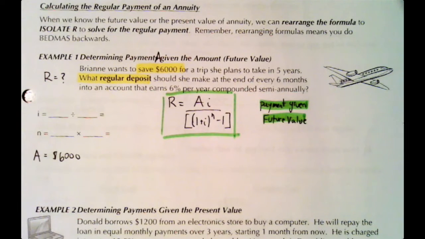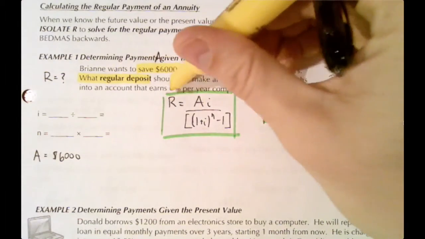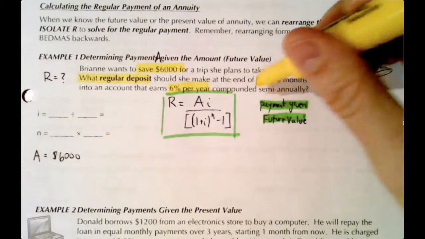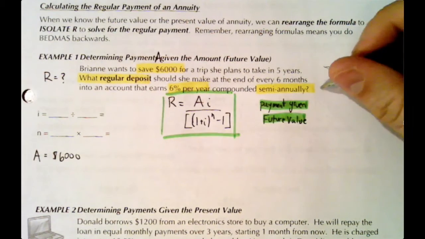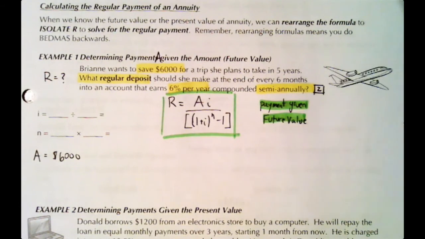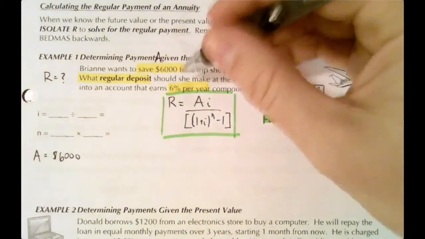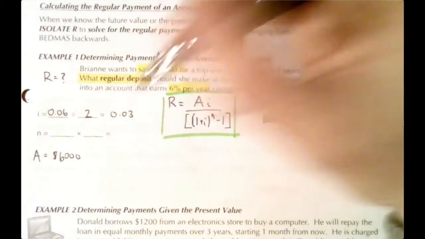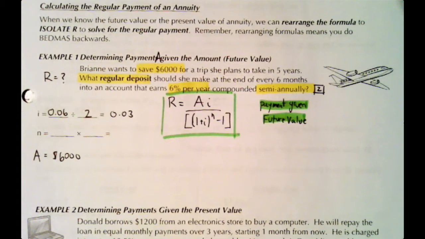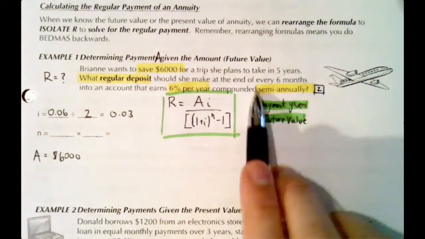Okay. In order to use it, we need A, which we have, 6,000. We need I, and we need N. So let's find I and N. I, interest, is 6% per year, compounded semi-annually. So semi-annual is 2 times per year. So to find I, we take our 6%, make it a decimal, and divide by 2, which gives us 0.03. Always the percent divided by whatever's after compounded.